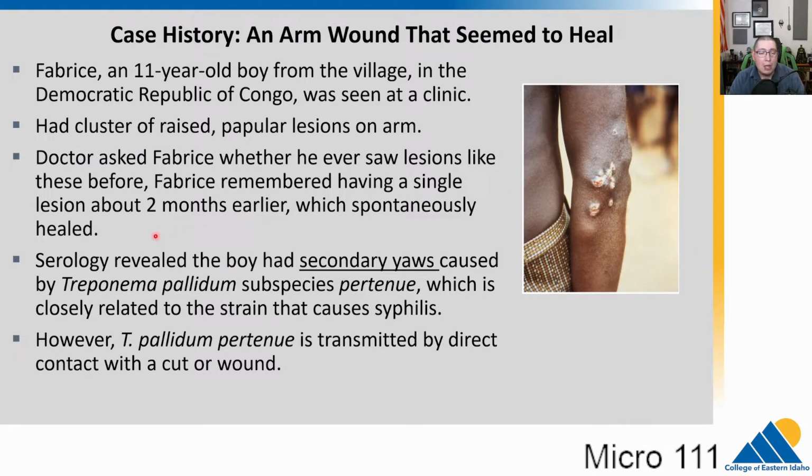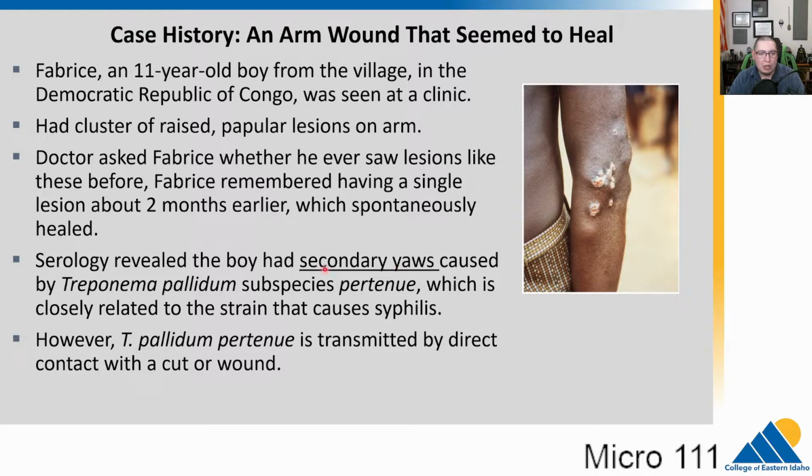They're going to do serological tests again, and now we find that he has a disease called secondary yaws caused by Treponema pallidum, subspecies Pertenue. This is closely related to the strain that causes syphilis. Pertenue, though, is transmitted by direct contact with a cut or a wound. It is very commonly seen in developing countries, particularly in tropical areas.